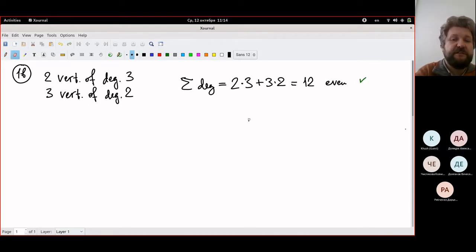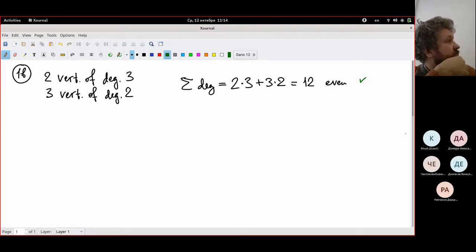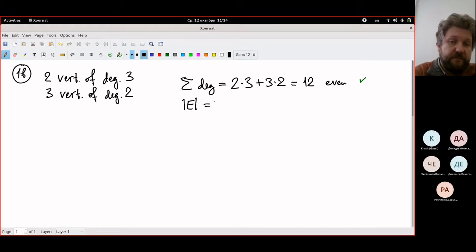This is even, so this is okay. But does this mean that such a graph exists? Can we draw it? This is the handshake lemma, but it's not a guarantee that the graph exists. It's only a necessary condition. If this was odd, like in 1A which we did last time, there was no way. By the way, if we have 12, then the number of edges is 12 divided by 2, it's 6, right? So this is the number of edges.